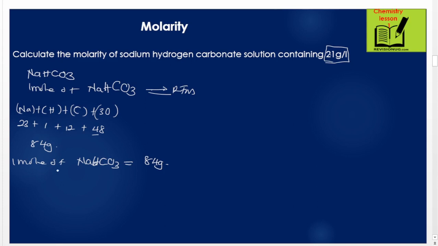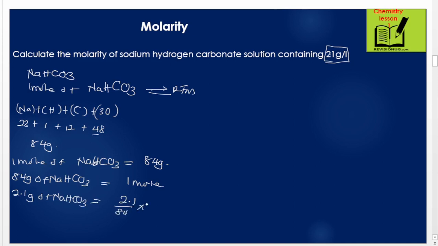Now let us change the leading statement. That is 84 grams of sodium hydrogen carbonate in terms of moles. That is 1 mole. Now how about 2.1 grams of the sodium hydrogen carbonate? There it will be 2.1 out of 84. Remember we are using inverted L. So let us compute.